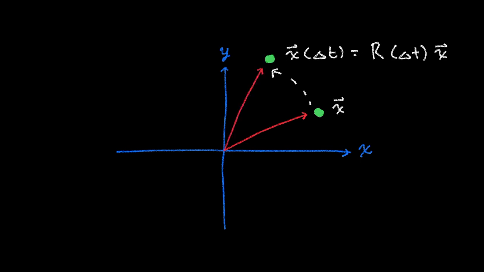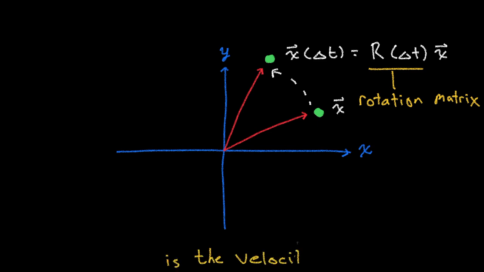And we're going to move this point x in space over some amount of time delta t by applying a rotation to it. And the total amount of rotation is going to vary over delta t, and this is going to create this arced trajectory. So here's our rotation matrix, and the question that we want to answer is what is the velocity of this point x? And of course, velocity is equivalent to taking the time derivative of this function.